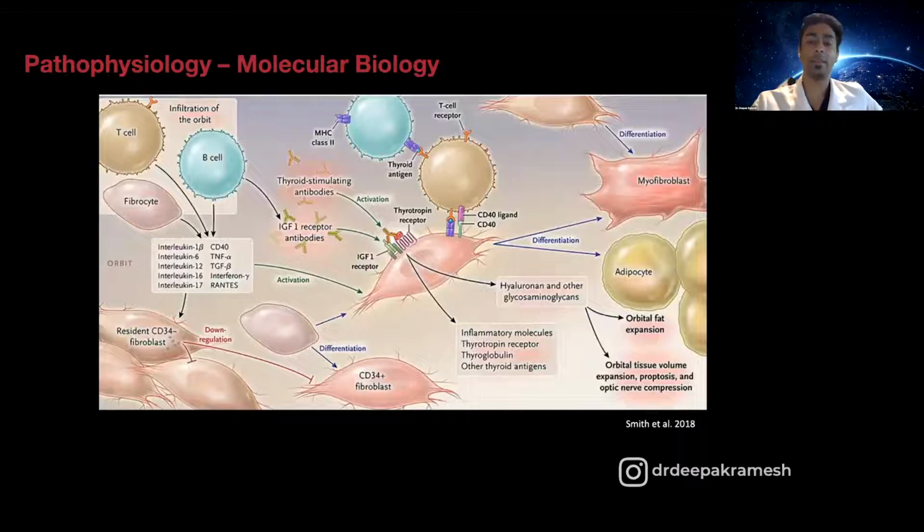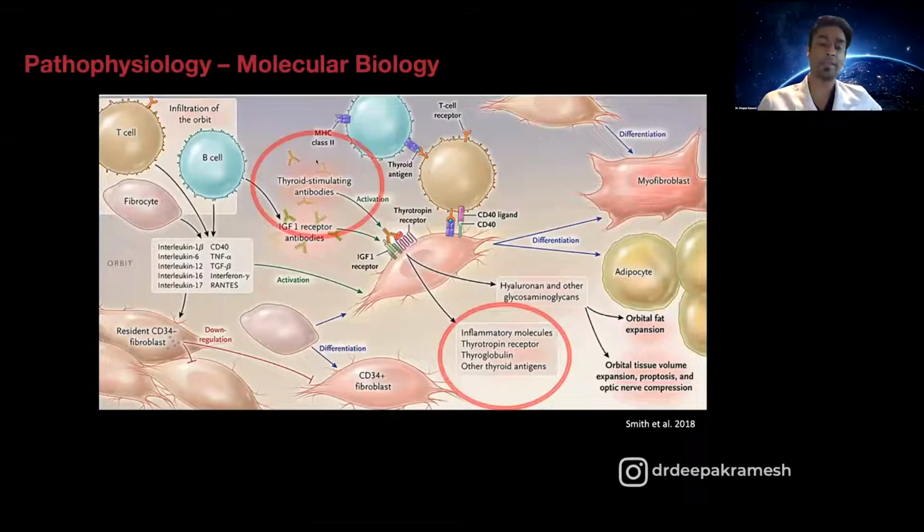So let's get into the molecular biology of TED. So how does this happen? And the molecular biology really is the underpinnings of now the modern biologic treatments that we have. So Graves' disease is where you have TSH receptor stimulating antibodies that attach to the TSH receptor and have downstream effects. And that TSH receptor is not only found in the thyroid, but it's also found in the orbit in the orbital fibroblast, which is a mesenchymal stem cell that can differentiate into muscle cells or adipose tissue or different kinds of cells that lead to the clinical effects that we're seeing.